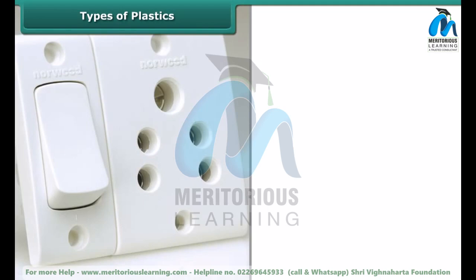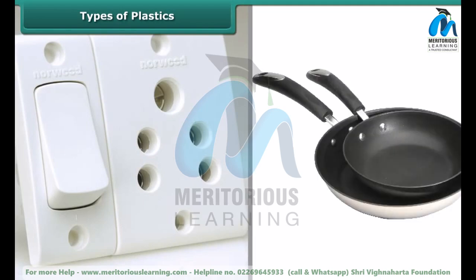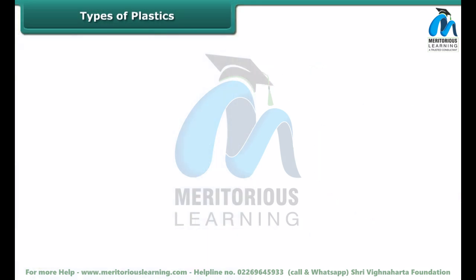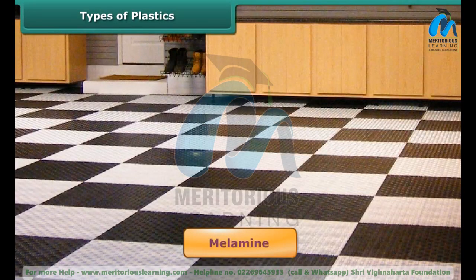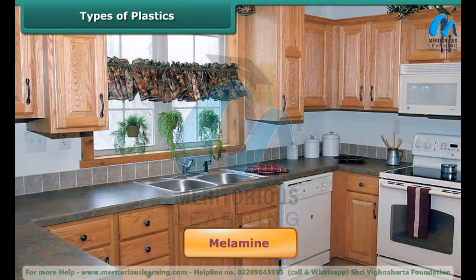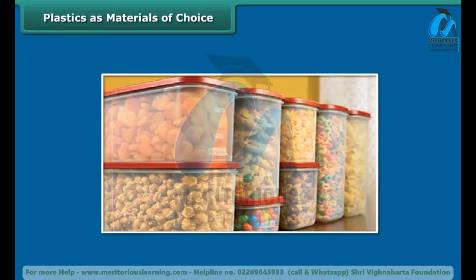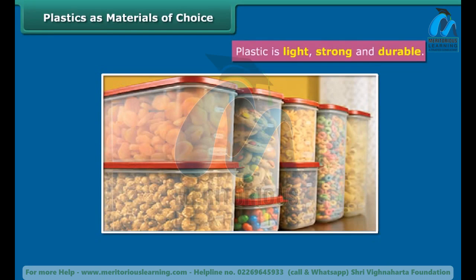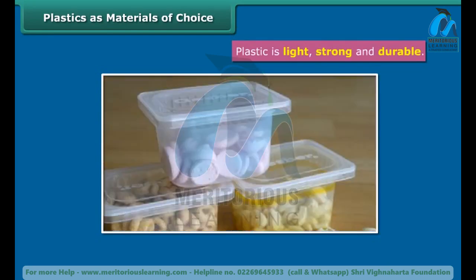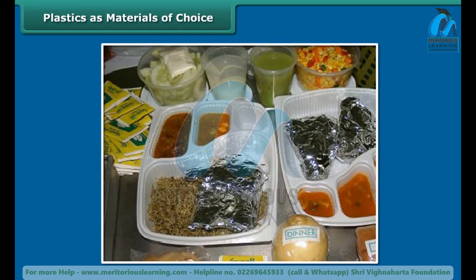The familiar electrical switches and handles of utensils are made of bakelite as it is a poor conductor of heat and electricity, whereas melamine is used for making floor tiles and kitchenware and certain fabrics as it is fire resistant. Why are plastics so widely in use? The plastic containers are mostly used for the storage of food grains, pickles, salt and spices, since these are relatively non-reactive and impermeable to moisture.